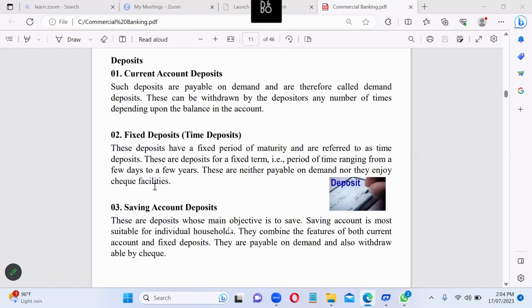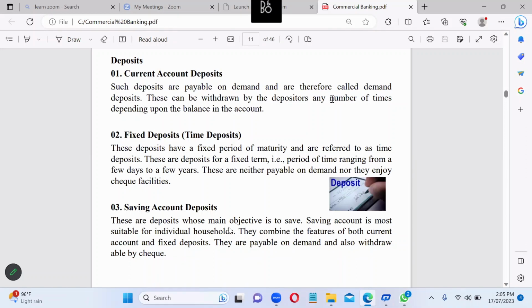So what is a current deposit? You are well aware of it, because the person who is doing business and transacting for security purposes opens a current account deposit. In the current account deposit, they mostly use the document of check. Check is a very important, secure element in the current account or demand deposit. Such deposits are payable on demand and are therefore called demand deposits. These can be withdrawn by the depositors any number of times, depending upon the bank balance of the account.